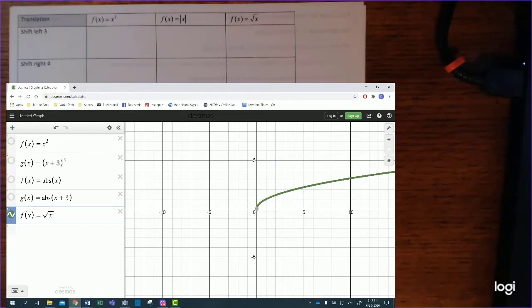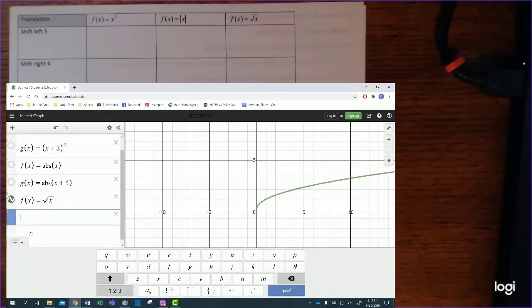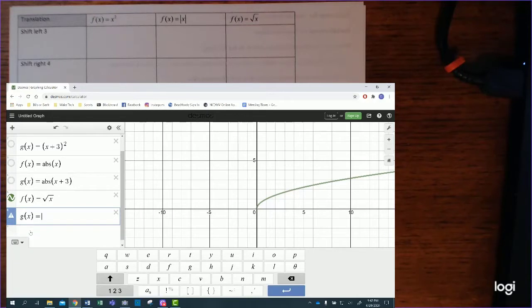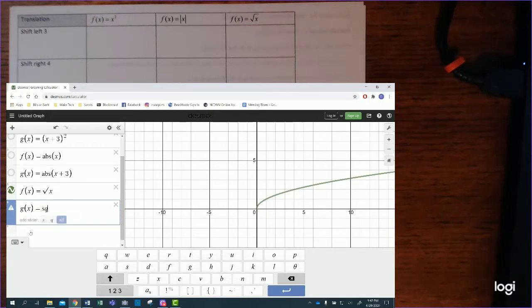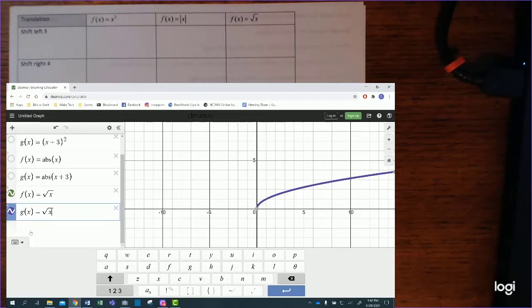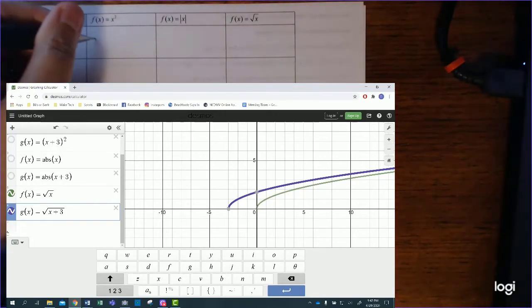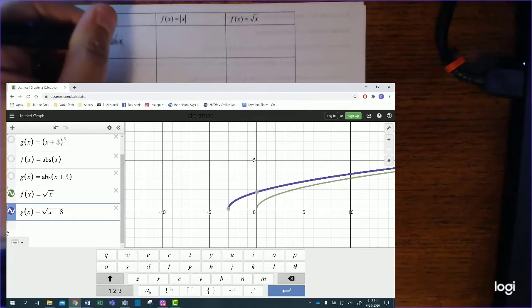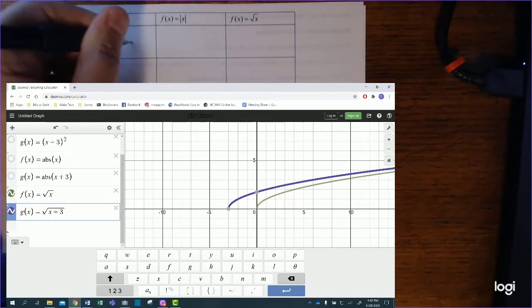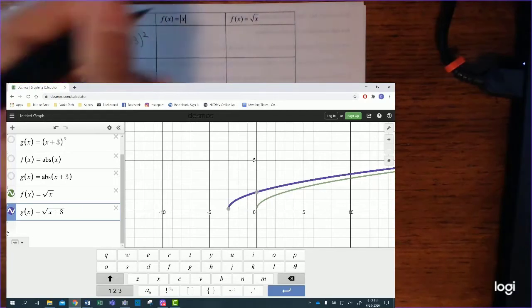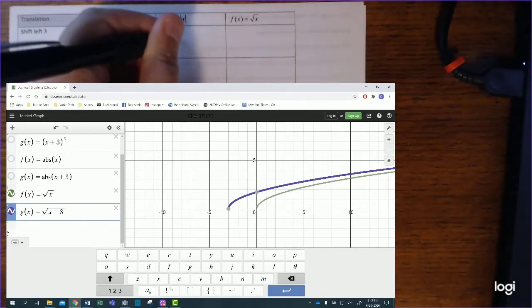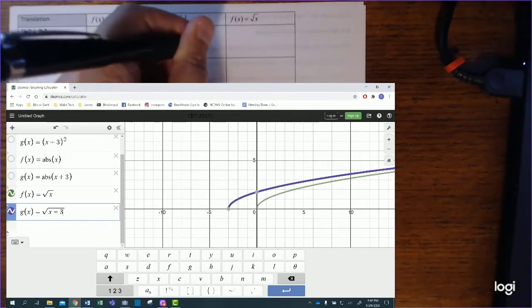Well, if I want to shift this function to the left 3 based on the other 2, what would you have to do? Well, if you're moving it left and right, it needs to be in there with the x, and it's the opposite of what you think. So left, you would think minus, but nope, it's x plus 3, and that moves it to the left. Okay, so let's write that down. Left 3, you're going to add 3 in there with the x.